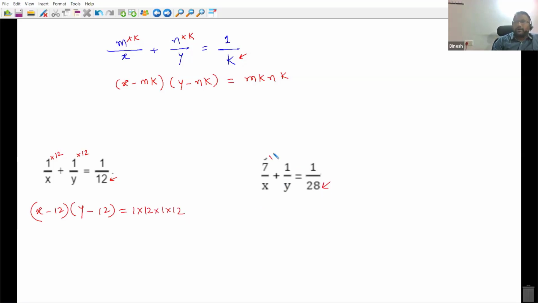This 28 you need to multiply over here, multiply over here. x minus 7 into 28, y minus 1 into 28 is equal to 7 into 28 into 1 into 28. So this is how you can directly factorize. You can save half of your time here. In case of negative sign, how we are supposed to solve, let's have a look at it.